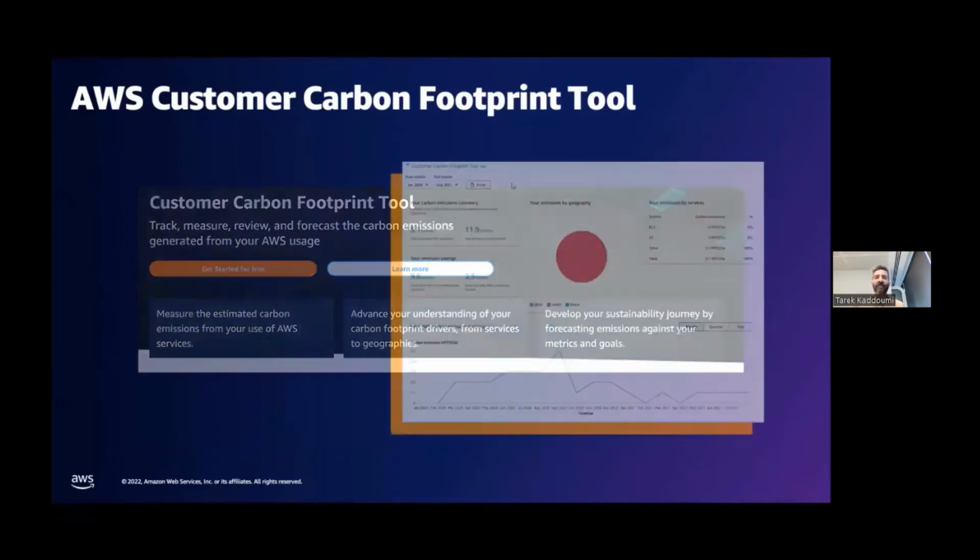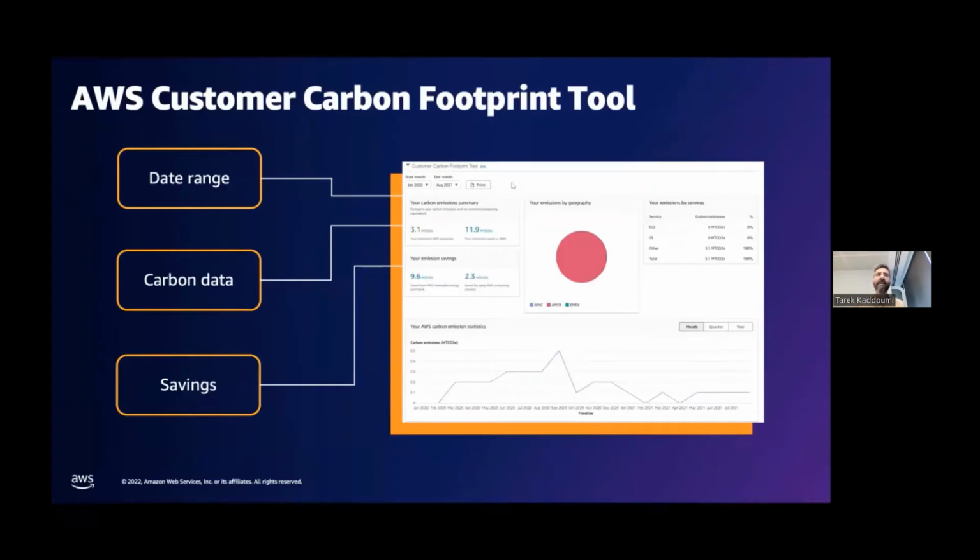I'll give you a snapshot of this tool and what type of data you can expect. As you can see here, this tool has the date range, from what date to what date you want to see your carbon footprint, what the data and metrics related to your carbon footprint are, and what savings you've been able to achieve based on your best practices to reduce the carbon footprint and greenhouse gas emission. From my personal perspective, this is a very, very important tool for all customers and all partners, to have an asset in hand on the journey toward more sustainability-friendly workloads on AWS.